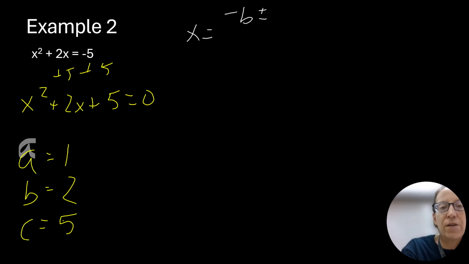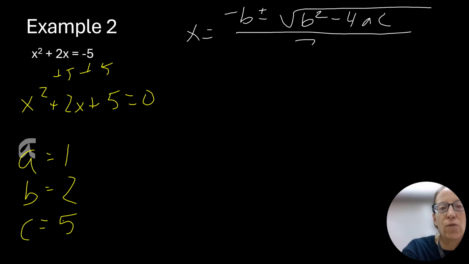All right. And we do want to have this memorized: the opposite of b plus or minus the square root of b squared minus 4ac all over 2a. And then this is where I'm going to require that you start showing the work. So we have the opposite of b. B is 2. So the opposite of 2 is -2.